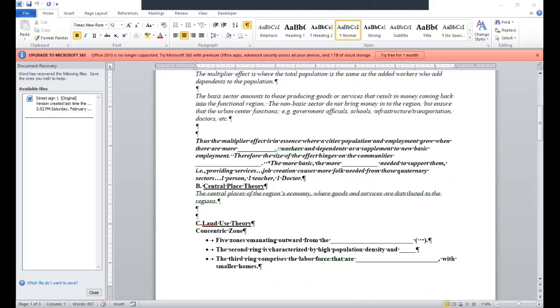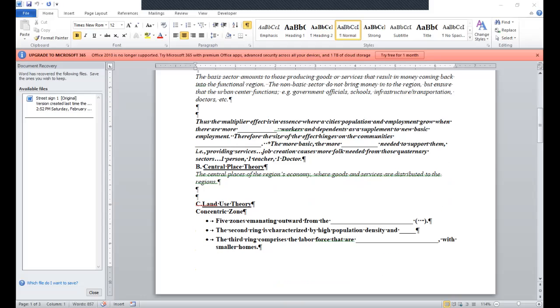And you can see your notes there, the central places of the region's economy. Central place theory: these are central places where goods and services are distributed to the region. And something to think about is, how would you use this theory to explain maybe the location of convenience stores like Sheetz?